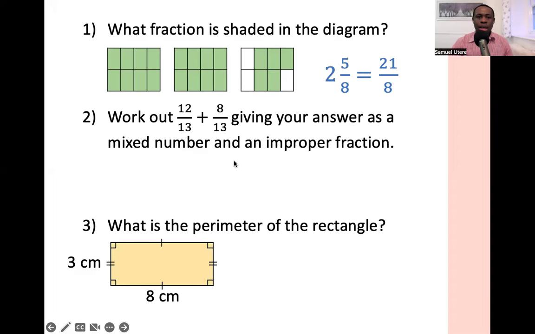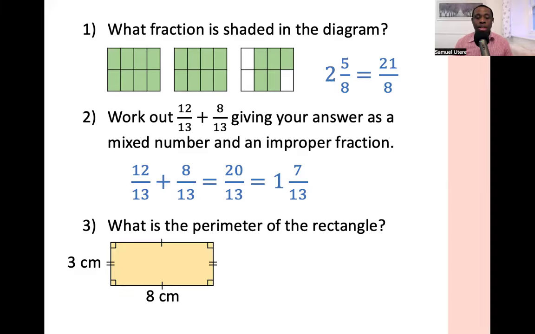Here you were asked to work out 12/13 plus 8/13. Notice that we have a common denominator. So we can simply just add the numerators and the denominator stays the same. So it is 20/13. And of course, you should remember how we change a top-heavy fraction like this into a mixed number. So 20 divided by 13, you can only get one group of 13 from 20, and your remainder will be 7. So 20 divided by 13 is 1 remainder 7. So we write it as 1 whole 7/13.